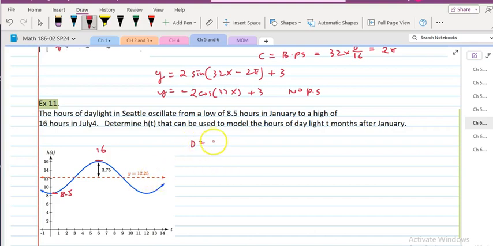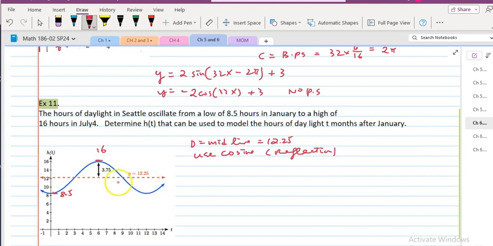So D would equal the midline. In this case, it's 12.25. That's useful. Find a sine function. Or should I do a cosine function? Maybe it's easier to do a cosine function. Use cosine, because it starts from the lowest, right? So with reflection.